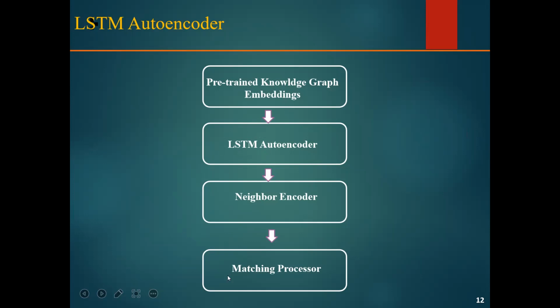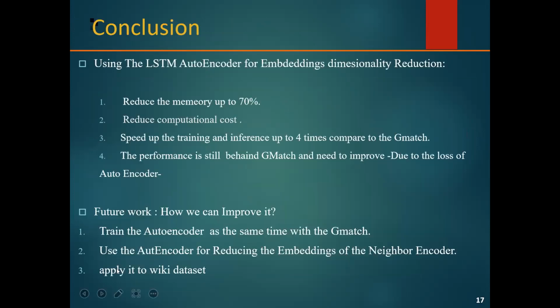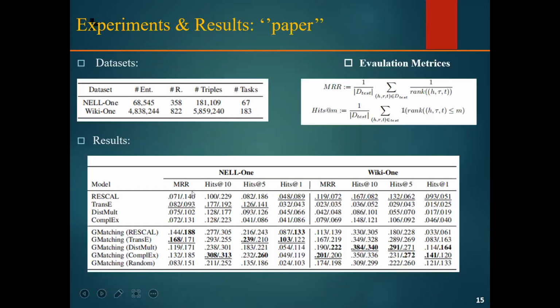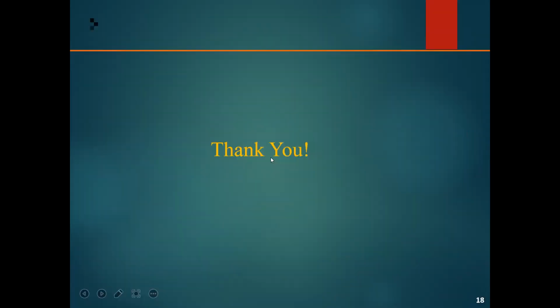What about reducing the dimensionality of the local graph structure? Also we need to try this method with the Wiki dataset, but it is very huge and you need a lot of time for training. So this is my presentation for the implementation, and I will end my presentation here. Thank you.